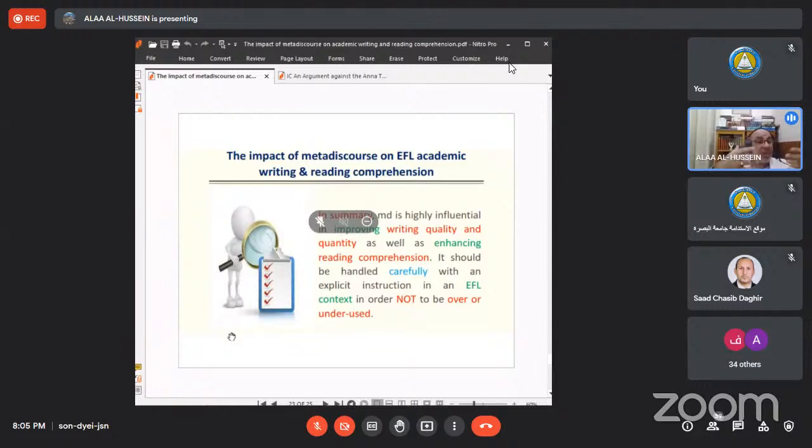But we should be careful about overusing or underusing meta-discourse, because the overuse of meta-discourse will bury the content. And the overuse of meta-discourse gives an indication to the reader, to the listener, that the writer has no ideas to communicate. And also we should avoid the underuse of meta-discourse, because this will make things ambiguous and will distort the communication with readers and listeners.